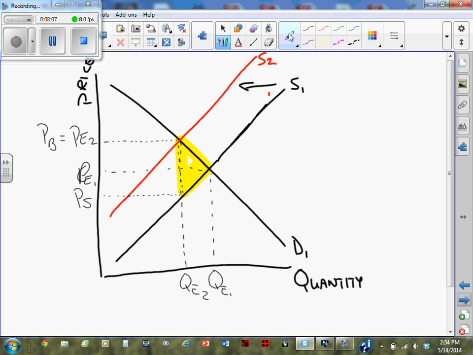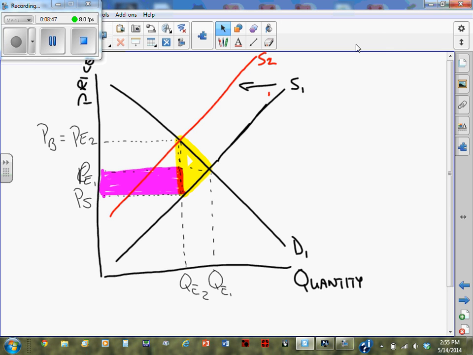It's going to be the area that's represented by the difference between the old price and the new price the seller gets to keep, all the way over to the new quantity and up. So it's the bottom rectangle here. If you forget the formula, don't forget that you can draw the graph. It's just a rectangle. That should help you to figure out the amount of the tax that the seller pays.